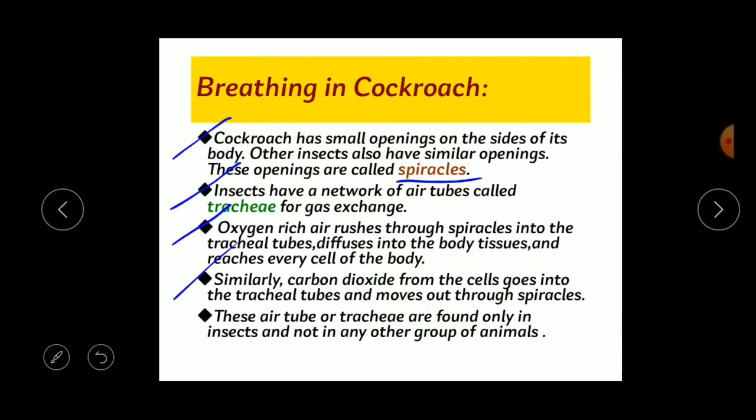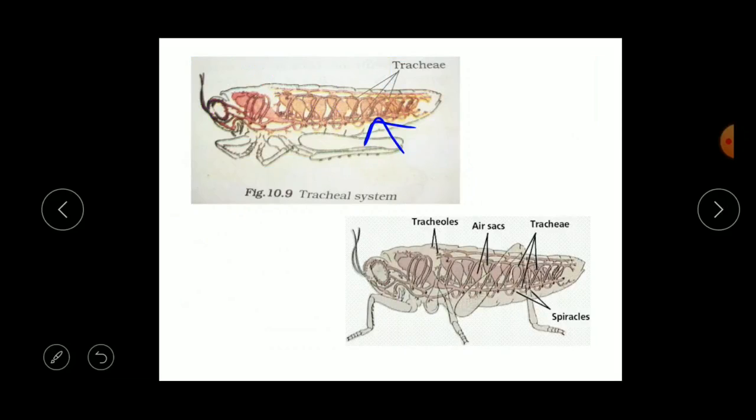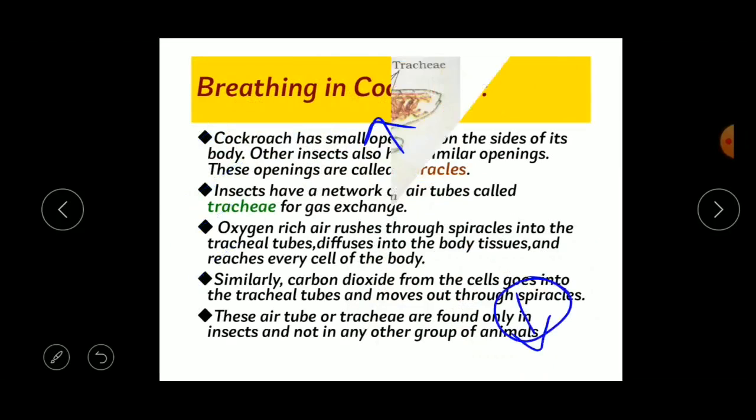Similarly, carbon dioxide from the cells goes into the tracheal tubes and moves out through the spiracles. Just like we inhale and exhale through the nostrils, these insects have spiracles. So the air from the cells enters the tracheae and moves out of the body through the spiracles. Okay, understood, children? I'll repeat it once again.